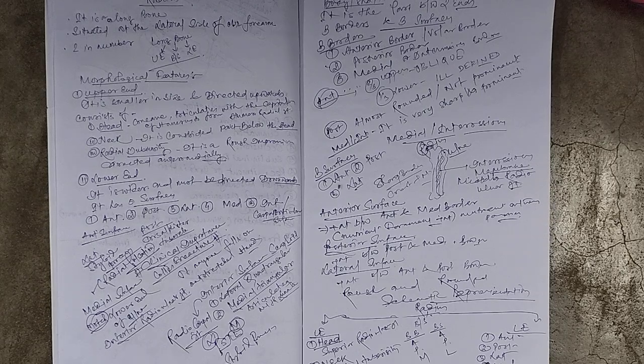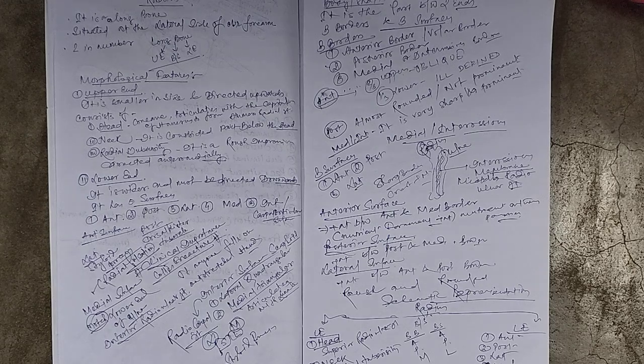We have a dedicated video on this topic. If anyone falls on an outstretched hand, this type of injury can happen. Then the medial surface has a notch for the attachment of the lower end of the ulna, which forms the inferior radioulnar joint. Now the inferior surface is divided by one line into two parts: a lateral quadrangular part and a medial triangular part. The lateral quadrangular part articulates with the scaphoid and the medial triangular part articulates with the lunate, which together form the radiocarpal joint.